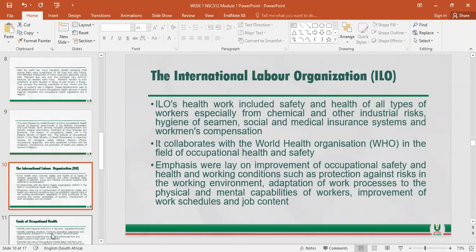The International Labour Organization's health work includes safety and health of all types of workers, especially from chemical and other industrial risk, hygiene of seamen, social and medical insurance systems, and workmen's compensation. That is, they want to see that workmen are compensated. If anything happens to them, they have health insurance, that is medical insurance for their health, to get treated. The surroundings where they are working also should be hygienic.